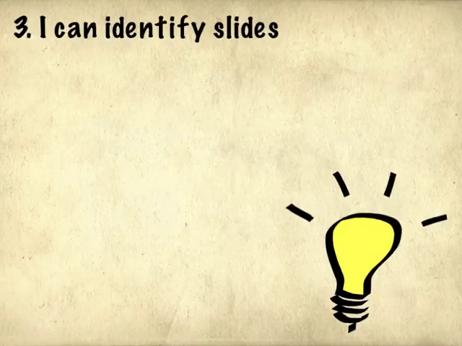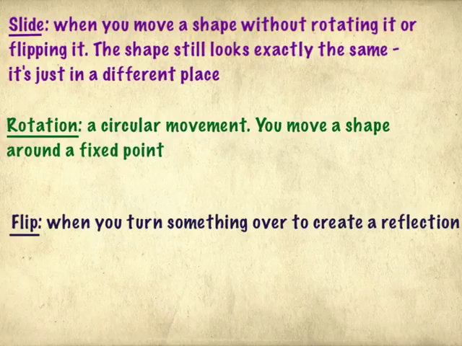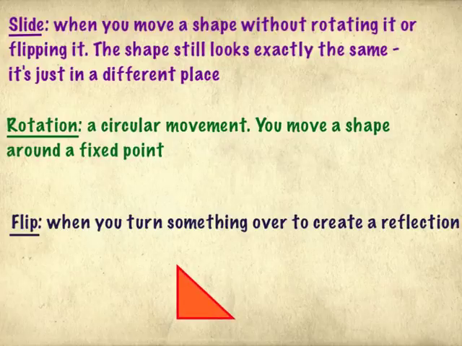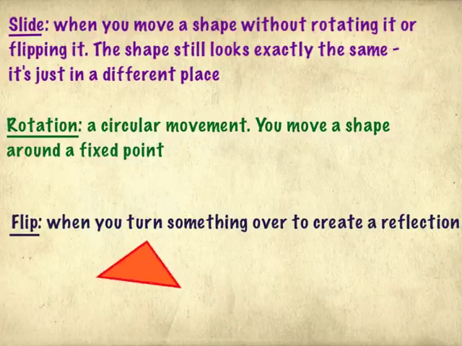And our third objective is to identify slides. So again, just a quick review. A slide is when you move a shape without rotating it or flipping it. The shape still looks exactly the same, it's just in a different place. Rotation is a circular movement. You move a shape around a fixed point. So just as an example, here is a triangle. If I fix the corner and I turn it, that was a rotation.